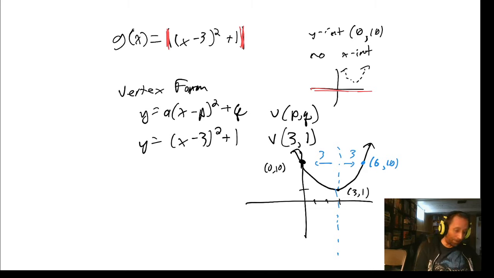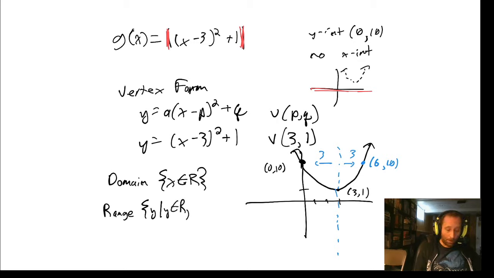Now let's answer what they're asking for. So domain, well, this is x is an element of the real number system. Range, y such that y is an element of the real number system, and our y value is going to be dictated by this vertex right here. So y must be greater than or equal to 1.